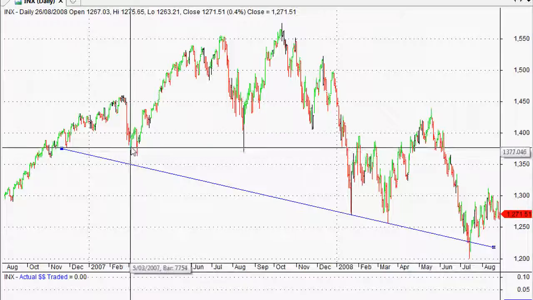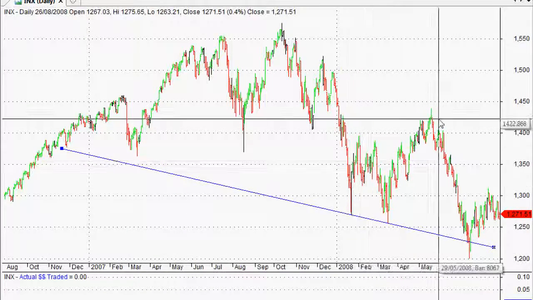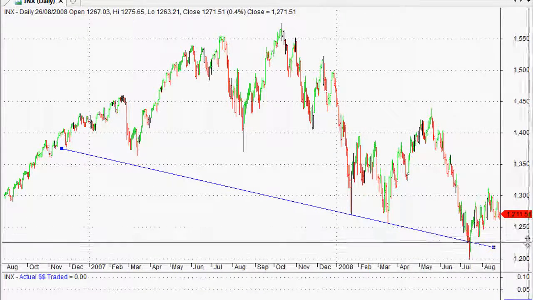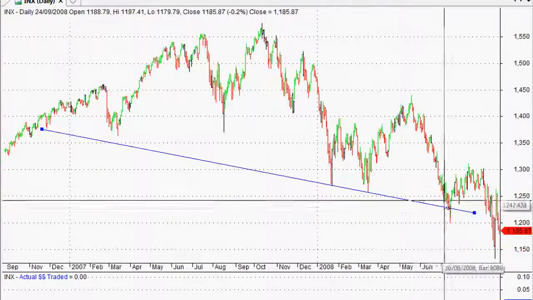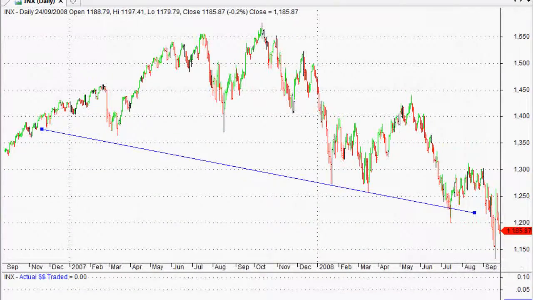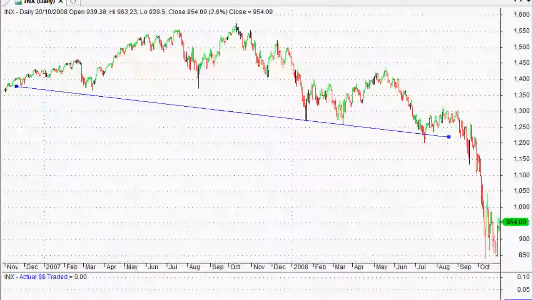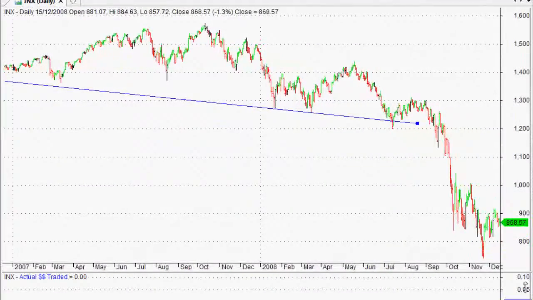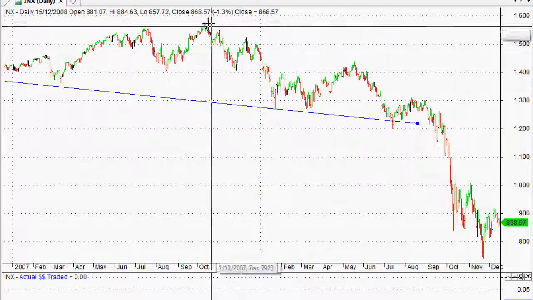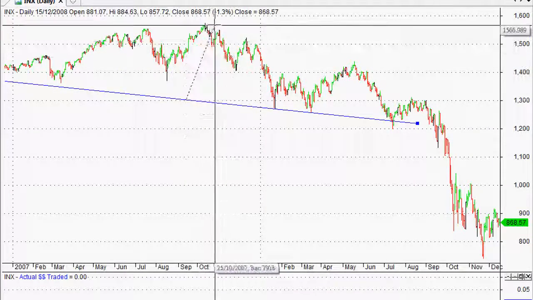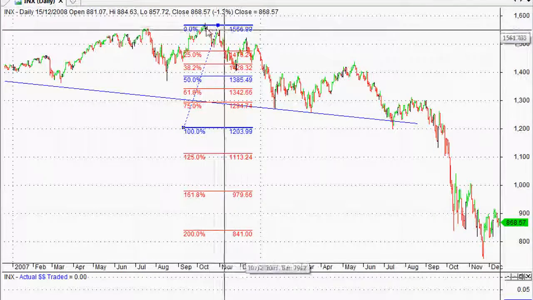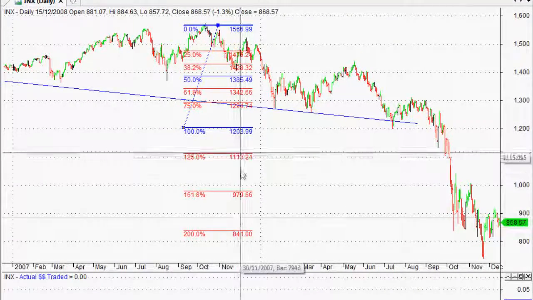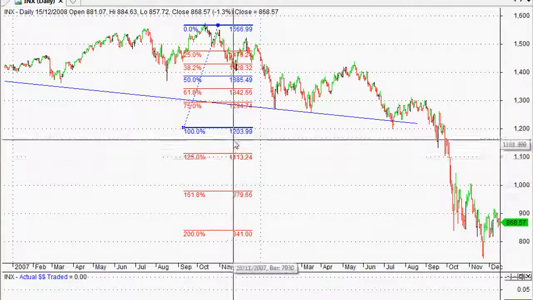So we've got our left shoulder, our head, and then our right-hand shoulder, which is typically the smaller one. It found support there a couple of times until September, October, when things really came to a head, and that is when things really broke down. As you can see, there's our break of the neckline at this level. There's the top of the head and shoulders pattern there, and there's our technical target of 100% of that move.